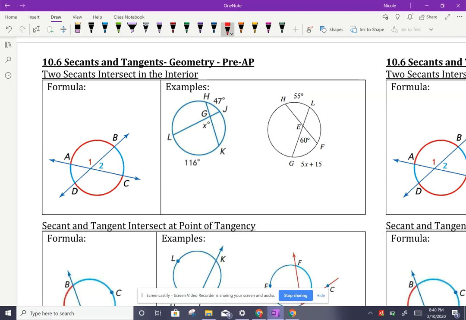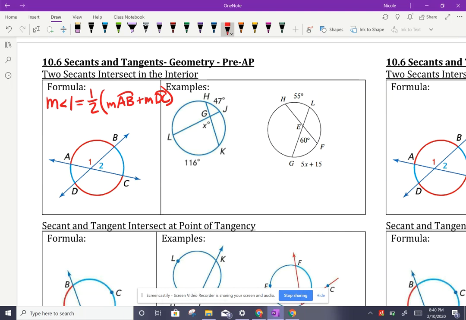The first one is for two secants that intersect in the interior. Secants are these lines that are cutting into my circle, and they are crossing each other inside of that circle. My formula for angle 1, because I'm looking for two different angles here, is that the measure of angle 1 is 1/2 the measure of arc AB plus the opposite arc, the measure of arc DC.